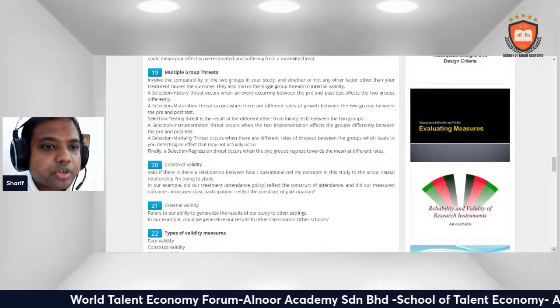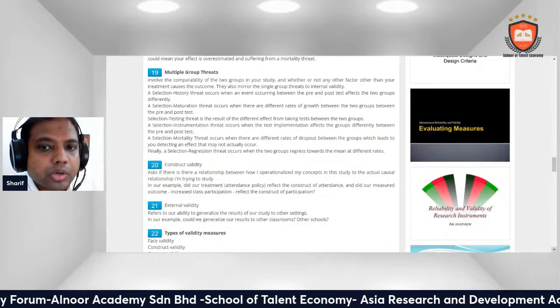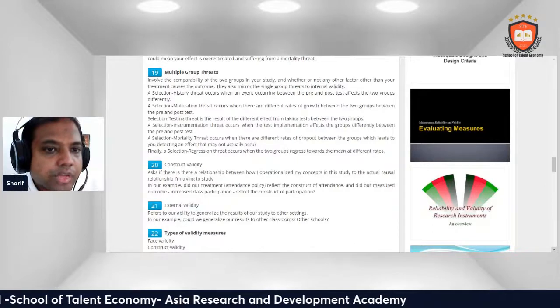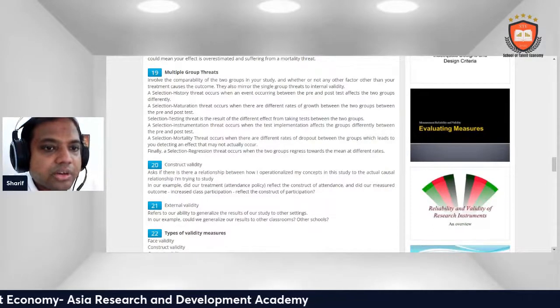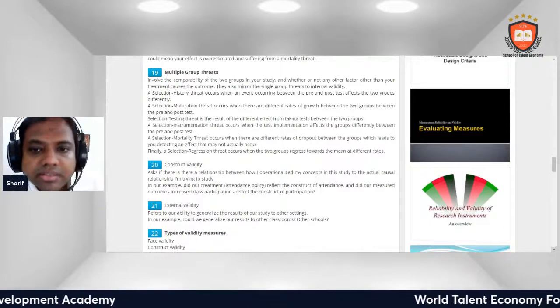A selection mortality threat occurs when there are different rates of dropout between the groups, which leads to your detecting an effect that may not actually occur. Finally, a selection regression threat occurs when two groups regress toward the mean at different rates.